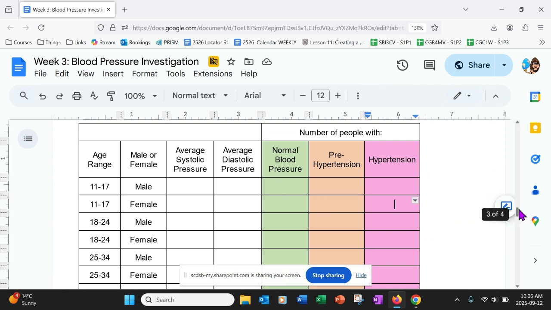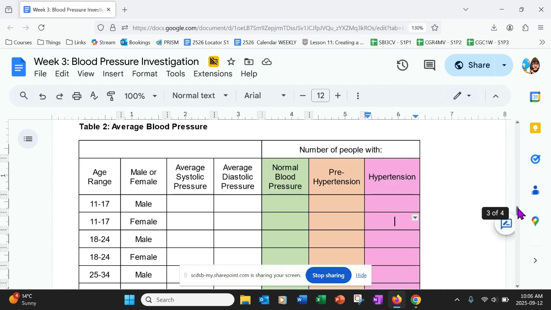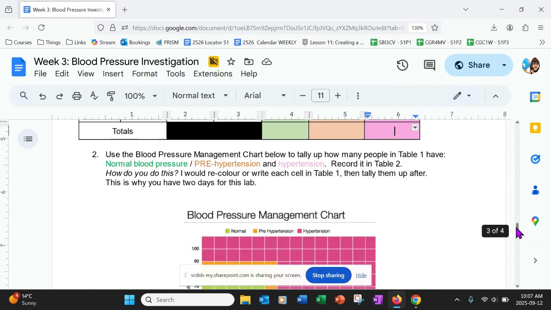So that's what you have to do for all of them, 100 people. You have to make sure that when you have the totals, all of this adds up to 100. Okay. So make sure that you have only done this from the table. All right. So that is number two. That's what you have to do for number two. Record it in number two above.